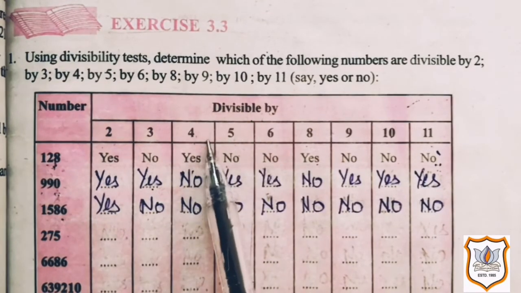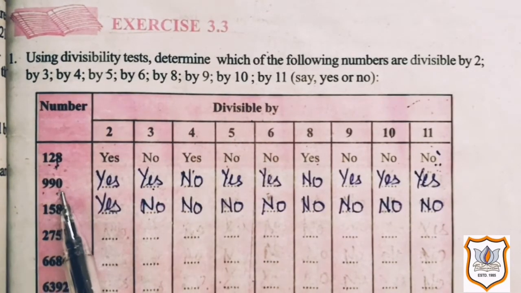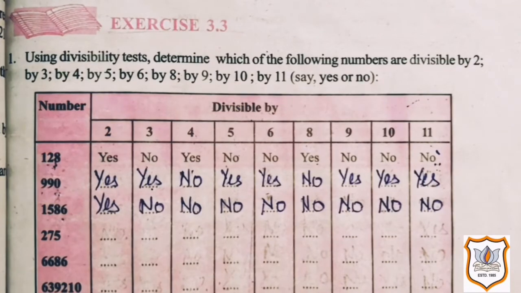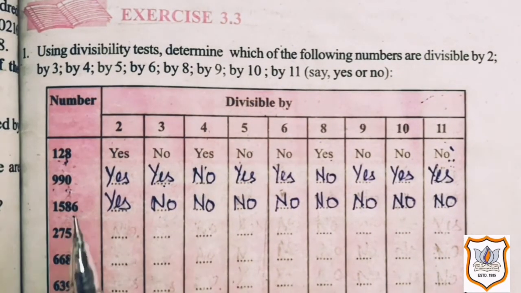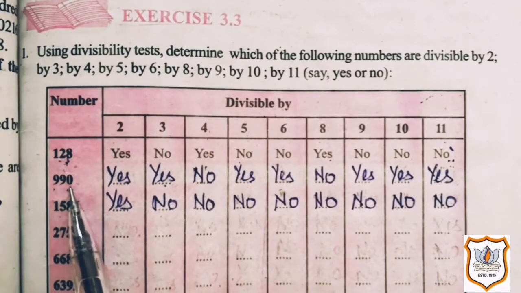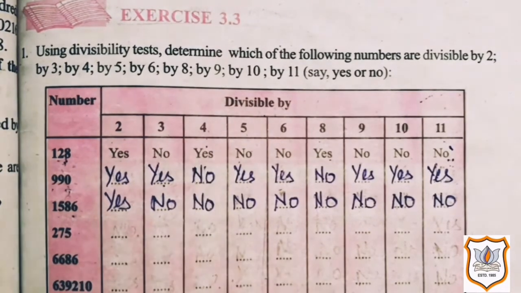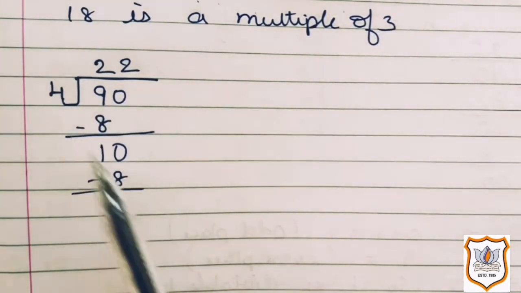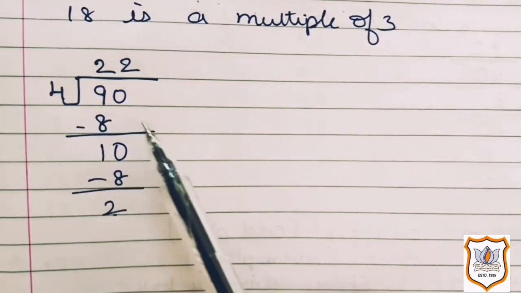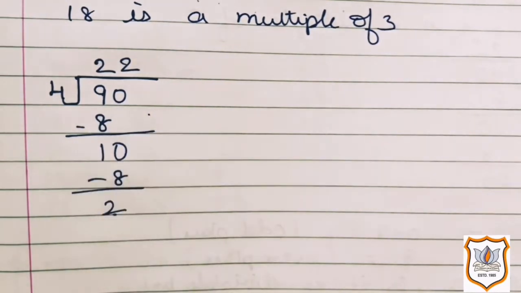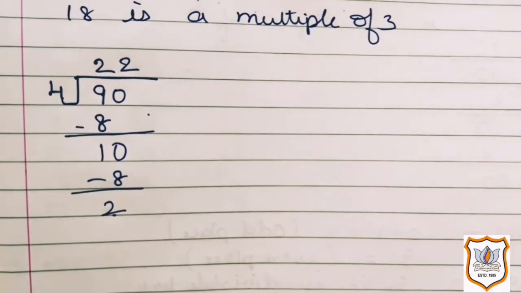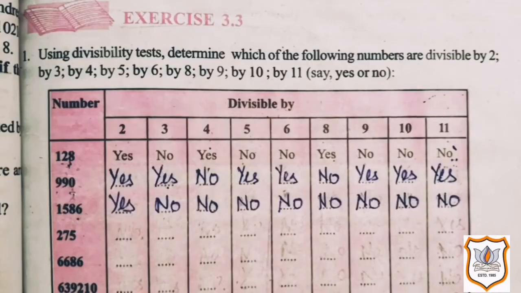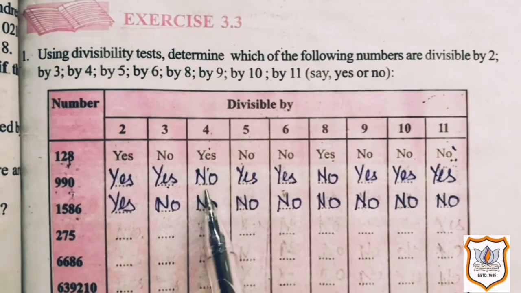Divisible by 4. If the last two digits are divisible by 4, then only the number is divisible by 4. Here the last two digits are 90. First we have to divide 90 by 4. If we divide 90 by 4, we get 2 as a remainder. So the number 90 is not divisible by 4. So we can say that 990 is also not divisible by 4. So we will write no over here.